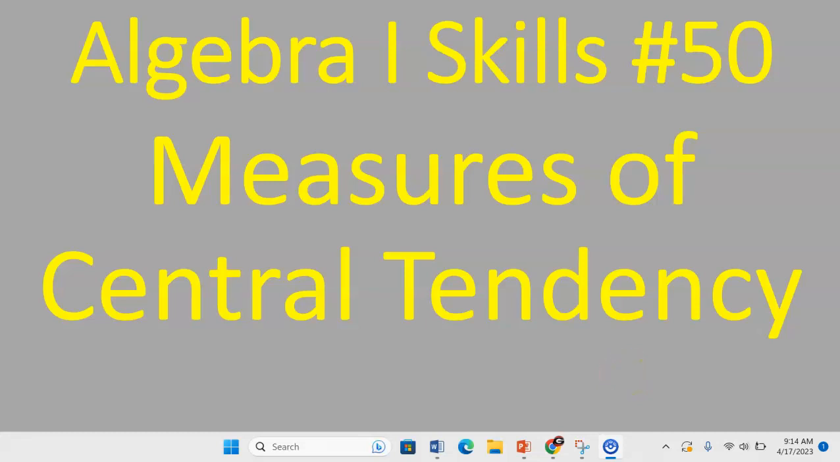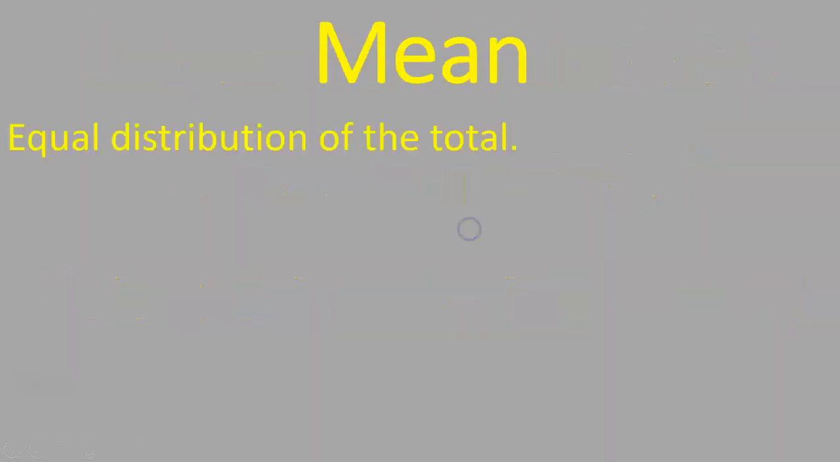That was one skills number 50, measures of central tendency. So we're going to look at this data unit, and we'll start with the mean. Mean is an equal distribution of the total.